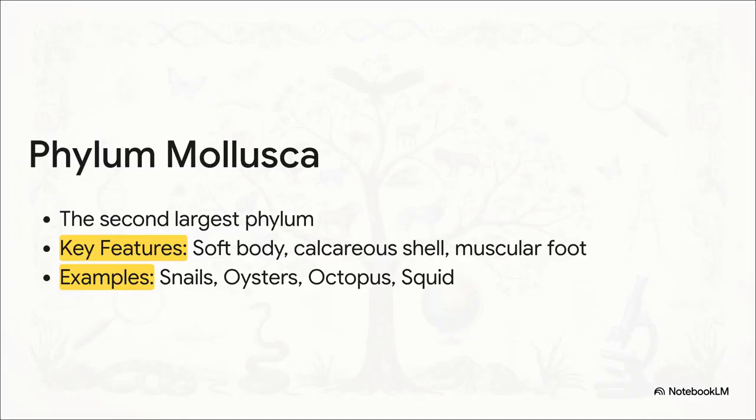Not too far behind in terms of sheer numbers is phylum Mollusca, the second largest group. They are incredibly diverse, but most of them share a basic body plan: a soft body, a muscular foot for getting around, and very often a hard shell for protection. This includes everything from a tiny garden snail to the incredibly intelligent octopus.